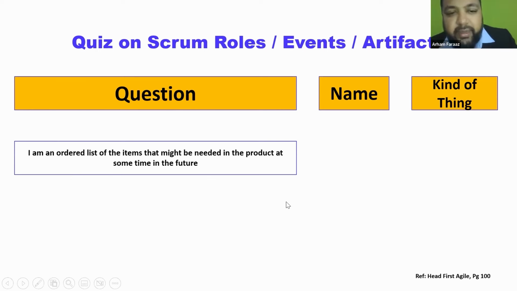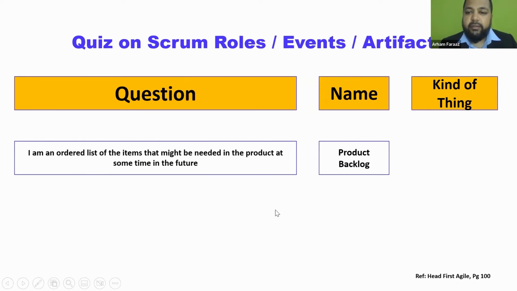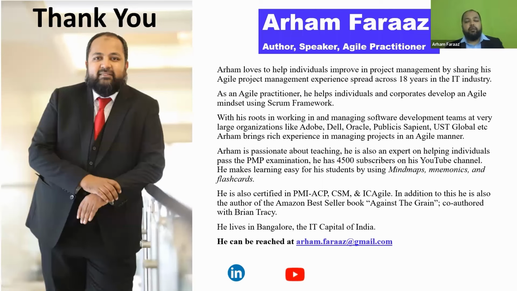I am an ordered list of items that might be needed in the product at some time in the future. A list of items for the product's future, that's the product backlog, an artifact. So ordered list and future are the keywords. But that's it from this video on Scrum. So those were the quiz questions.